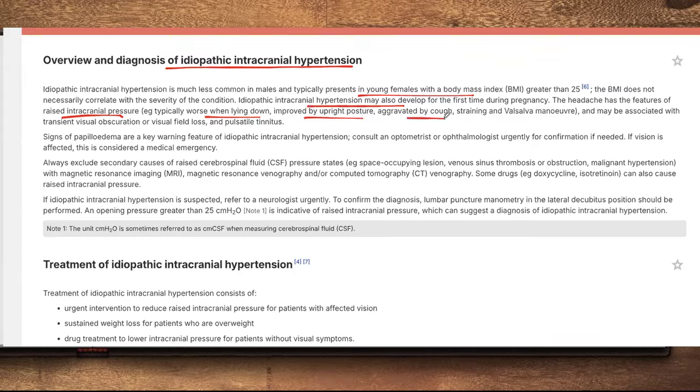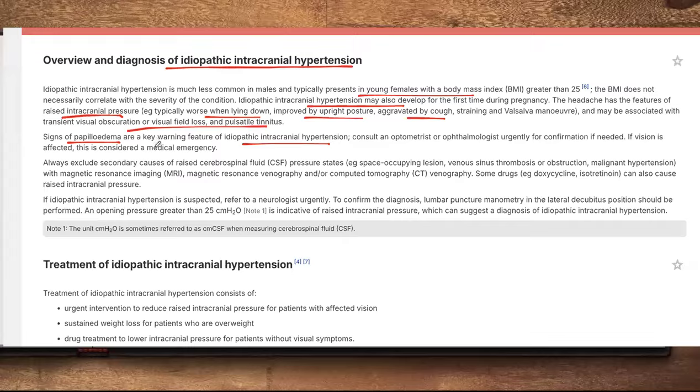But it can get aggravated by coughing, bending forward, sometimes even a straining during passing bowel. These patients can have visual problems, so they can have visual field defect, and they can have a pulsatile tinnitus. So they can get this ringing noise in their ears. So it's not always, sometimes it can be there. Papillary edema is a very important feature of raised intracranial pressure. If a patient who has this kind of headache and has a papillary edema, that's an ophthalmic emergency, which means you need to send the patient urgently to the hospital or to an ophthalmologist, because sometimes they can lose their vision for this. Okay, so it is a medical emergency if vision is affected.